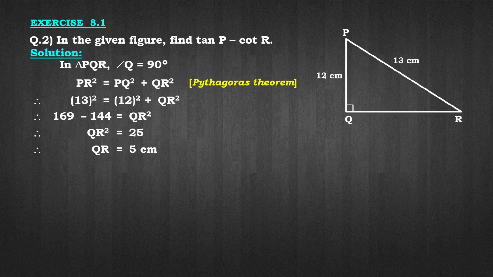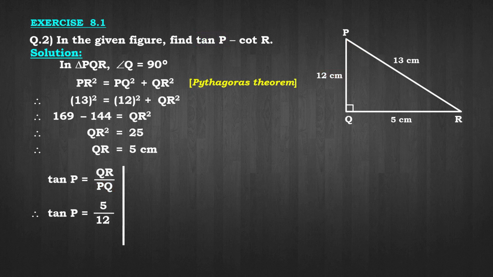Now, let us find the trigonometric ratios. First, consider angle P. For angle P, the side opposite is QR and the adjacent side is PQ. So, tangent P is defined as the ratio of the opposite side to the adjacent side. Therefore, tangent P is equal to 5 divided by 12. Next, consider angle R. For angle R, the adjacent side is QR and the opposite side is PQ. Cotangent R is defined as the ratio of the adjacent side to the opposite side. So, cotangent R is also equal to 5 divided by 12.